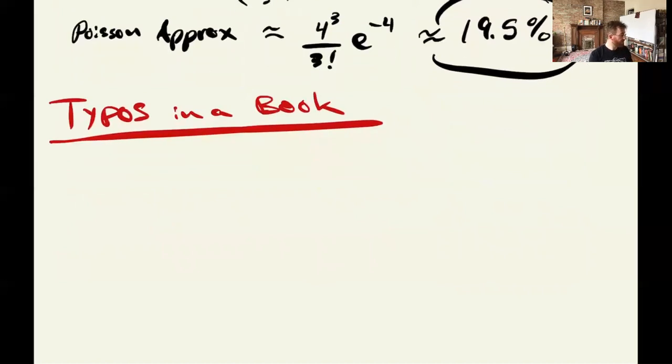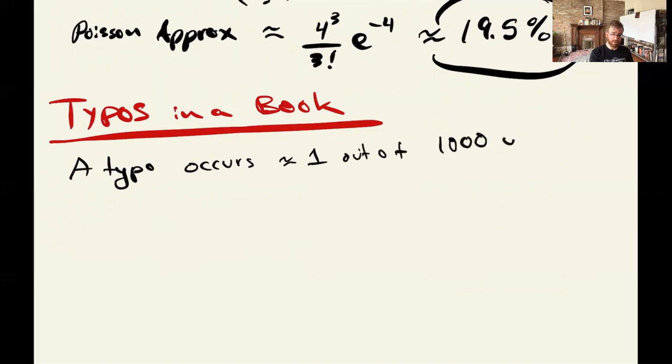So let's imagine that, this is sort of back in the older days where things weren't electronically printed, but instead you had actual carved little metal letters that were pressing with ink and having to make their impression on paper. Let's say that a typo occurs approximately once out of every 1,000 words. So this means that the probability that a given word has a typo is 1 out of 1,000. That's our P. So this implies that P equals 1 out of 1,000.